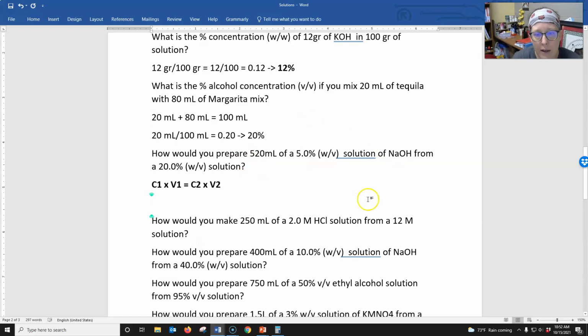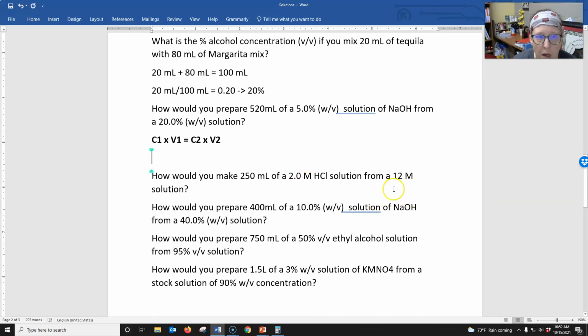Okay, now we're going to go from one percentage to another percentage concentration. So now this is when you really want to start messing with C1, V1, C2, V2. How would you prepare 520 mils of a 5% weight volume solution of sodium hydroxide from a 20% weight volume solution of sodium hydroxide? So you're starting with a 20%, you're going to end up with a 5%, and you need 520 mils of it. And so you're going to dilute a more concentrated solution.